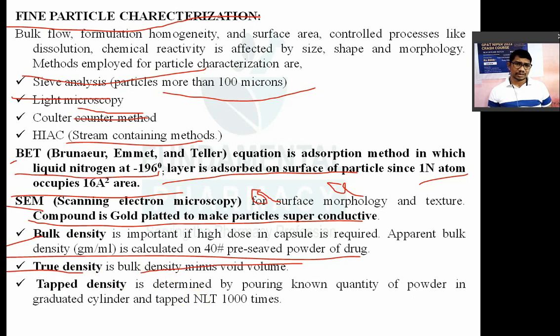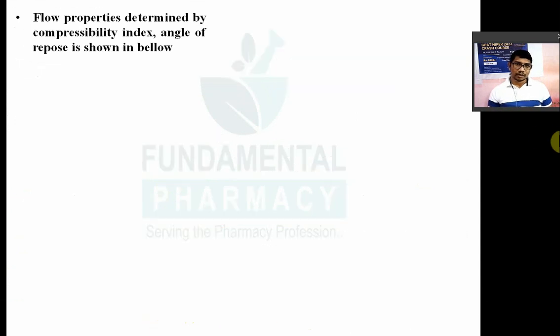Tap density is calculated by pouring a known quantity of powder in the graduated cylinder and then tapping not less than 1000 times in the tap density apparatus. Now flow properties of powder is determined by two-three methods. First one is percent compressibility index. Angle of repose. Then Hausner's ratio. They will determine the flow properties of powder, right?